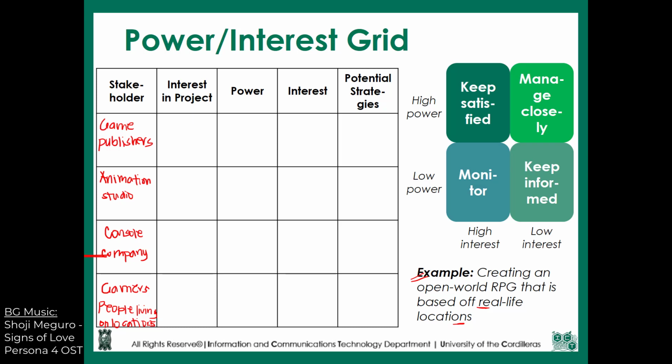So with this one, after you've determined all of your stakeholders, you determine their interest in the project. Again, you just need to have 3 parts here: either they are involved in the project, they are interested in the project, or they are affected by the project. Let's just simplify it with those ones. For the game publisher company, of course, they're very involved with the project. They're the ones actually creating it. Next one, the animation studio.